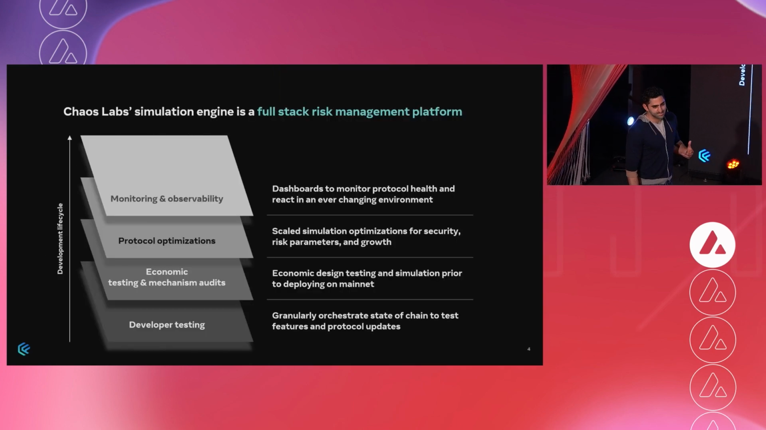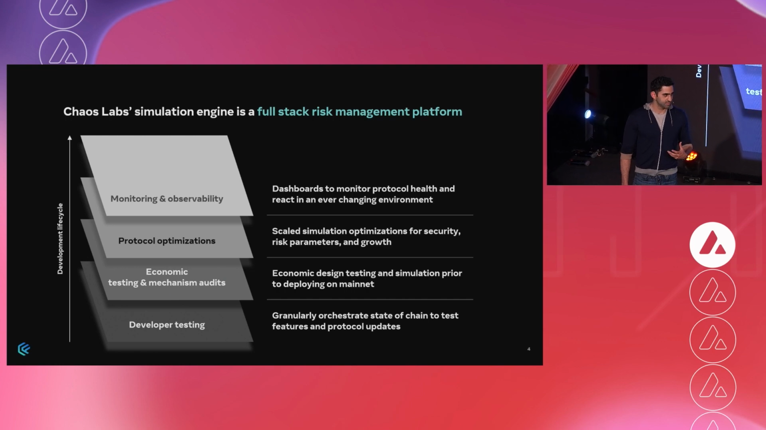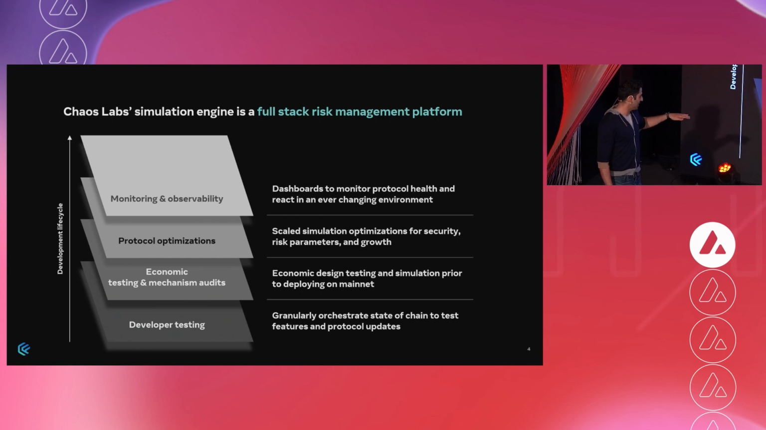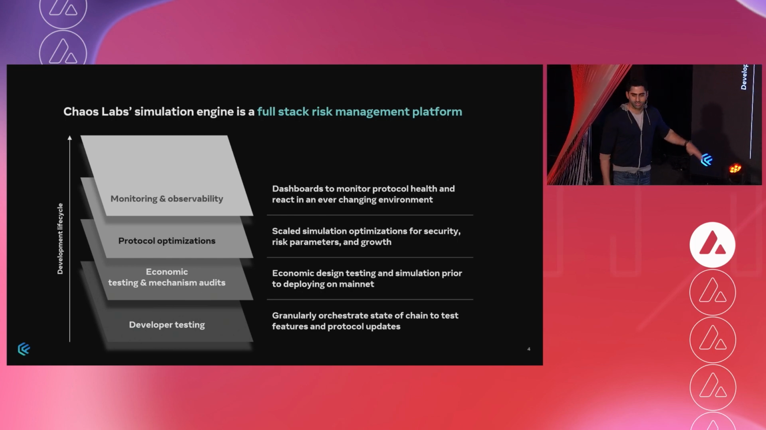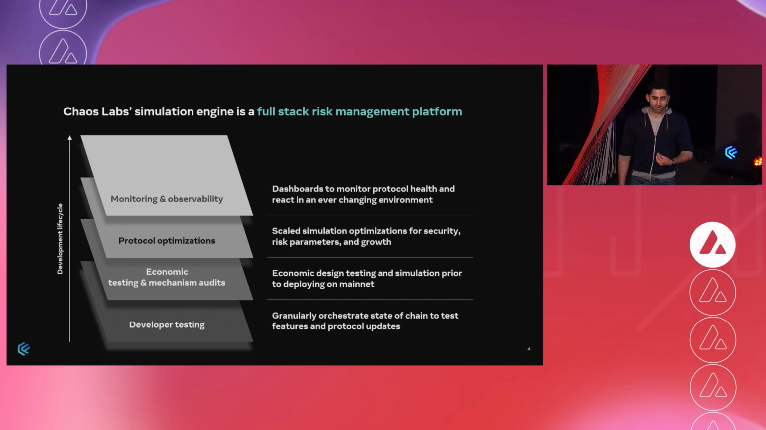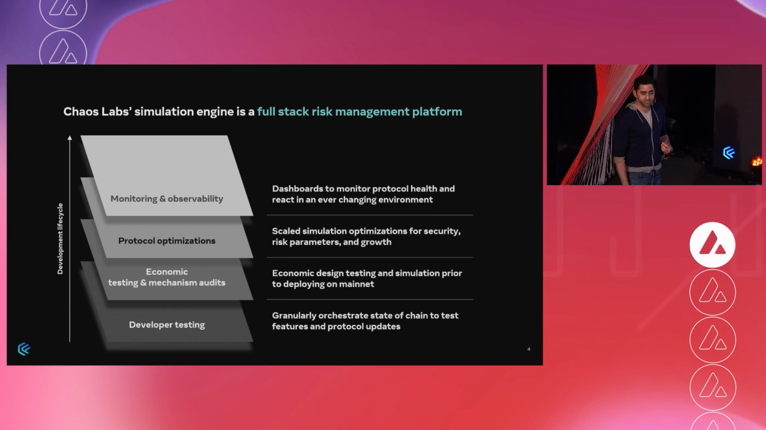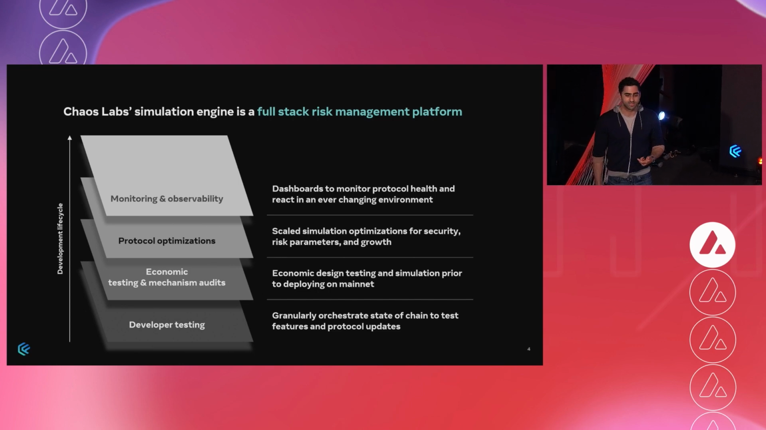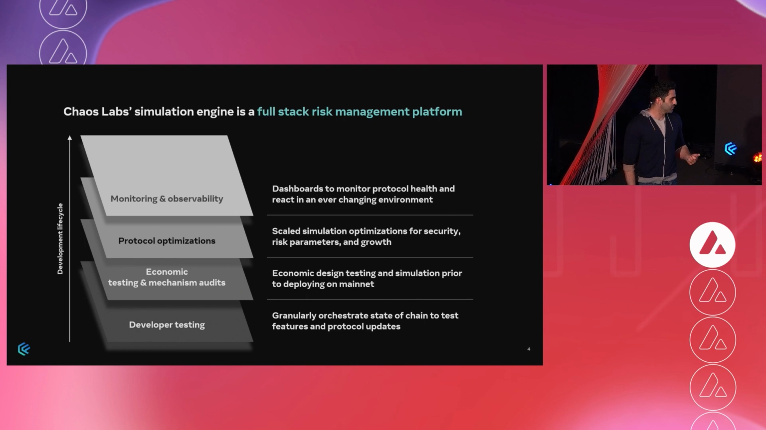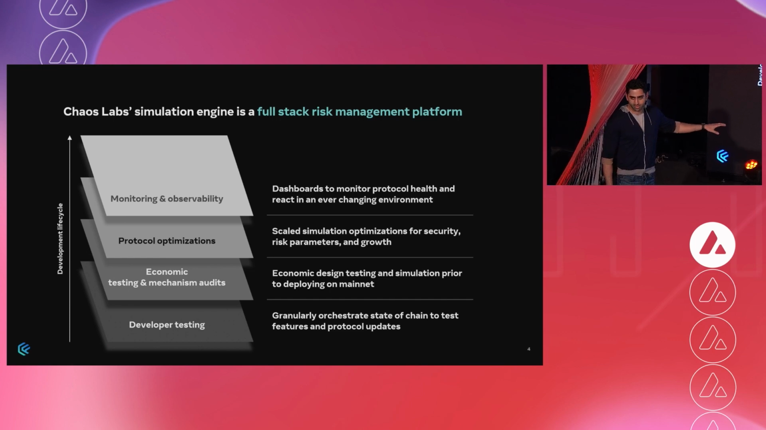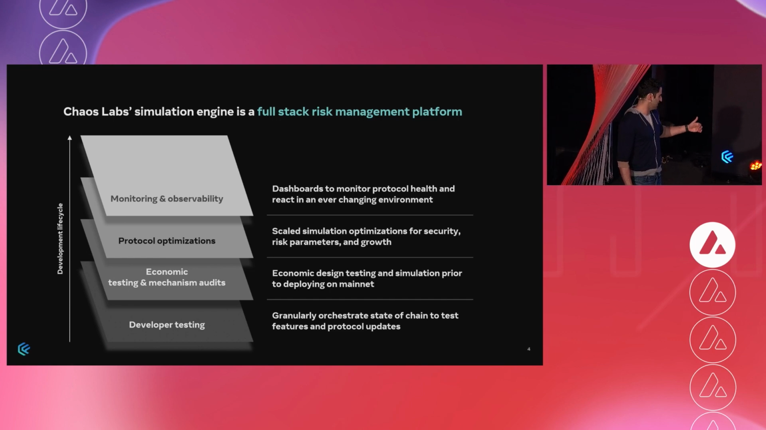So really, when you think about security or economic security in the context of decentralized finance, we view it as a stack. So at the bottom of the stack, you have developer testing. When you're developing a DeFi protocol, say a borrow and lend protocol, you want to make sure that everything is going as planned in the face of adverse market conditions. So for example, for a lending protocol, you want to make sure that your liquidation mechanisms are working properly, even when there's high volatility in the market or prices are rapidly decreasing. So we have tools for developers who are creating a protocol, adding a new feature, or extending functionality.